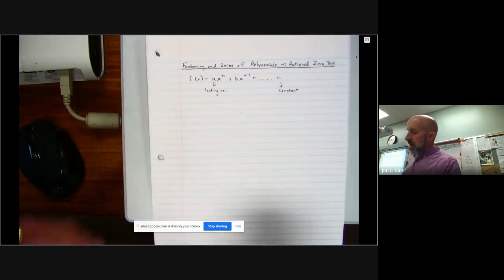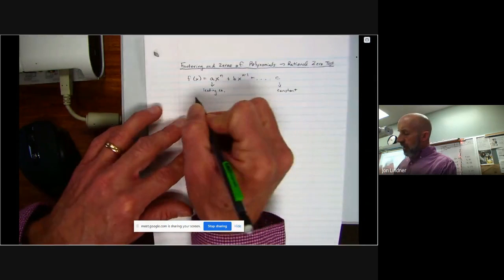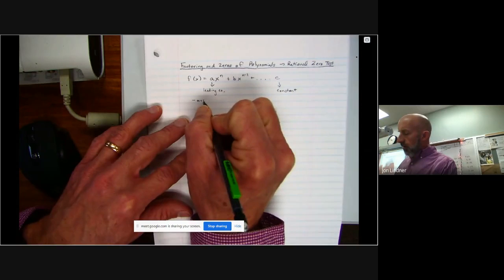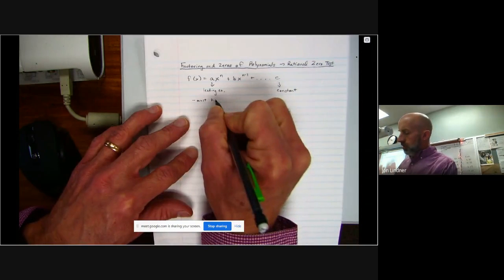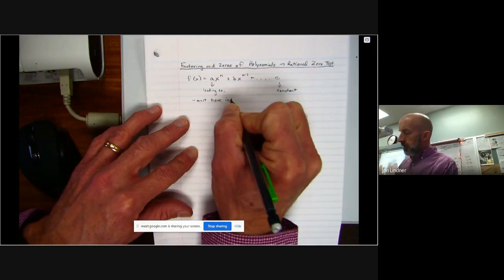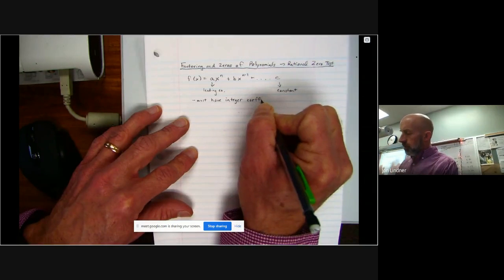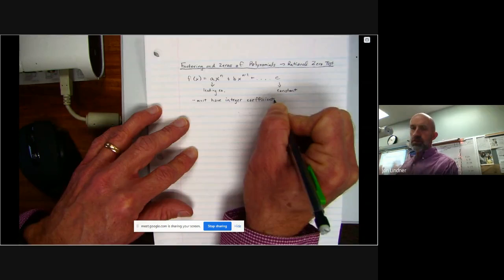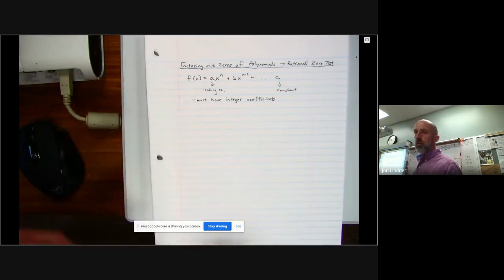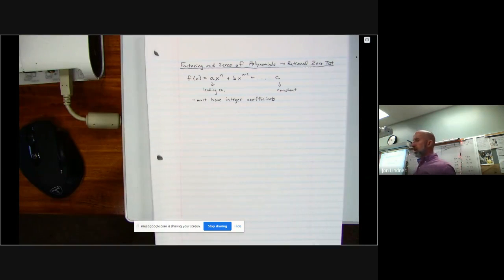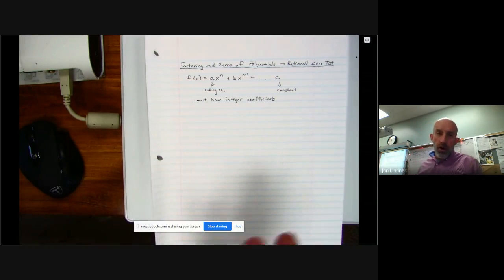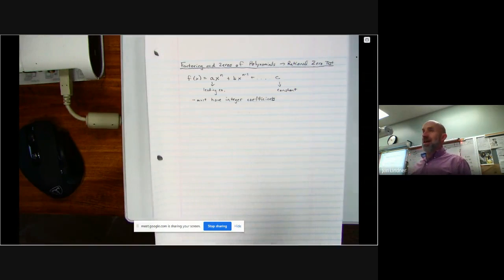All right. And we must have integer coefficients. Okay, that's one rule that we have to follow. We have to have integer coefficients, and in case you forgot, integer coefficients are positive and negative whole numbers.